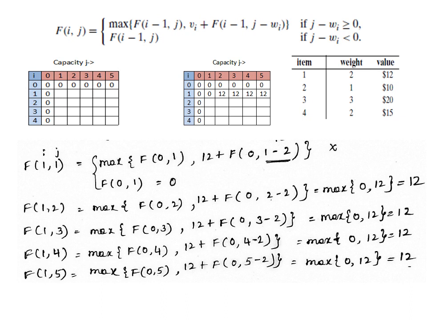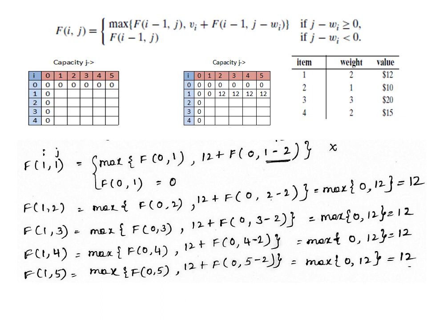and the value of the item which we are going to include, v1, is the value of the first item, that is 12, plus f of i minus 1, j minus wi, f of 0, j value is 1 minus the weight of the first item, which is 2. 1 minus 2, we are getting a negative value here. When we get a negative value, we don't include that item, so we take the previous value itself, that is f of 0, 1.